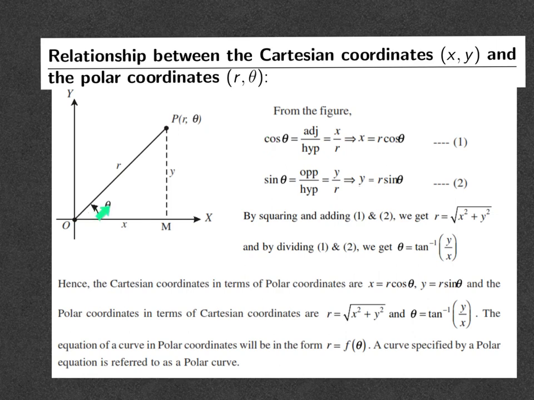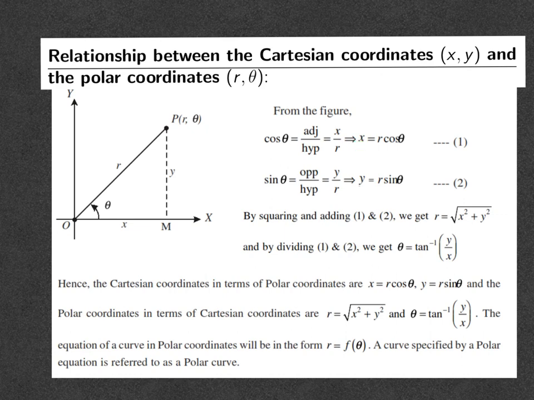Similarly, sin theta is opposite divided by hypotenuse from the right angle triangle. The opposite is y, the hypotenuse is r. So from this we can write y is equal to r sin theta. So when you are solving an application problem, if you find it difficult in terms of coordinates x and y, we can transform x and y in terms of r and theta using this substitution. This helps a lot when you are doing the integration procedure.